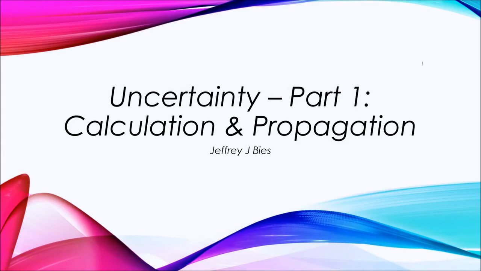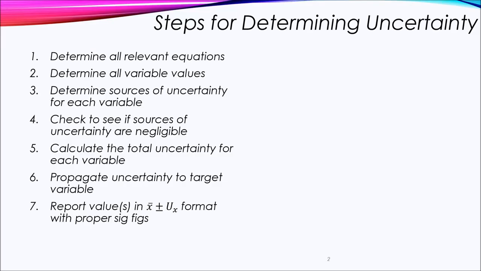Hello, everybody. I'm here to talk to you a little bit about uncertainty as kind of a part one of a series that will go into the calculation and propagation of uncertainty from various components of measurement. Here I have a list of 7 items that you should think of as a checklist for determining your final uncertainty values that you'll report for a certain research topic or experiment that you end up doing.